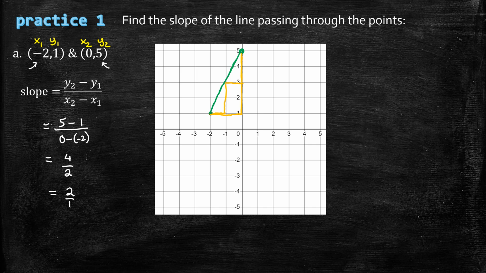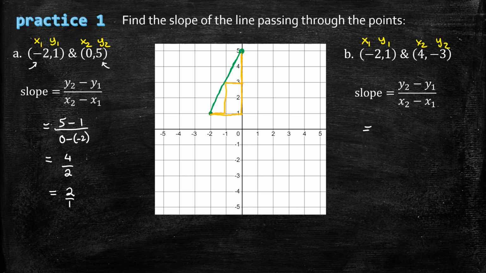Okay, so let's look at the next example. So the slope is this. Eventually you won't need to label them, but let's do it for now. And then just apply the slope formula. So y2 minus y1, so negative 3 minus 1 over 4 minus negative 2 equals negative 4 over 6, or negative 2/3. Now, this is the first time we really met what we mean by a negative slope.